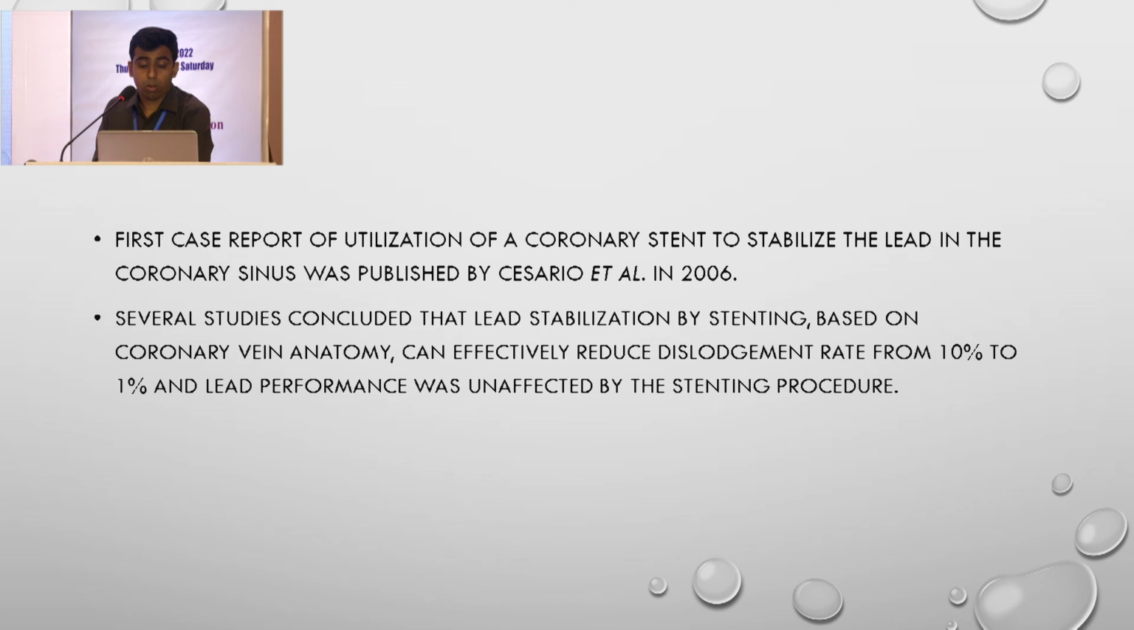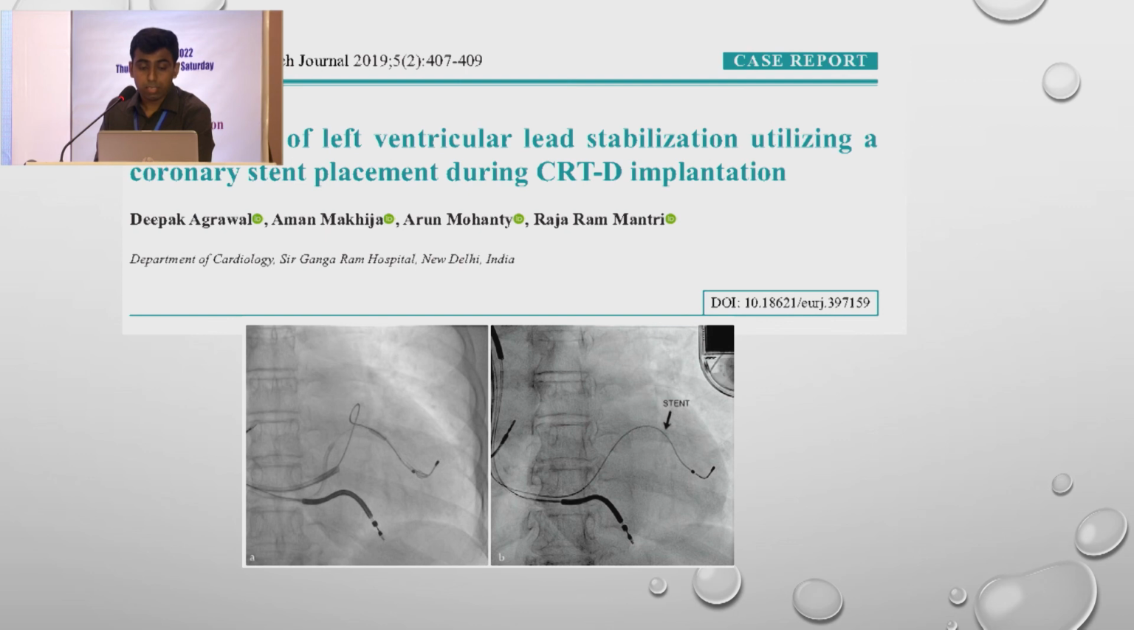The first case report of a coronary stent to stabilize the lead in the coronary sinus was published in 2006. Several studies concluded that lead stabilization by stenting based on coronary vein anatomy can effectively reduce the dislodgement rate from 10% to 1%. This is a case report recently published in the European Research Journal, done in New Delhi, India, where they used a drug-eluting stent to stabilize the lead.